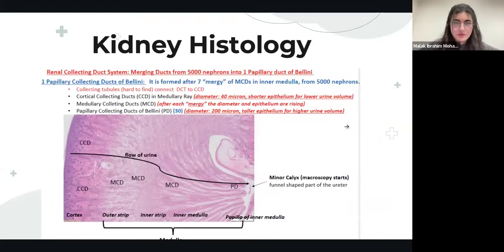Now, we talked about the cortex. We're going to be talking about the medulla and the collecting ducts. So the renal collecting duct system, how does it work? The flow of urine, as you can see here, I got this picture because I really liked it from Dr. Annie's slides. This is the collecting tubules, and then you would have the cortical collecting ducts, and then you would have the medullary collecting ducts, and then the papillary collecting ducts. It goes in order, and these are in the cortex, these are in the medulla, and these are in the papillary area, right?